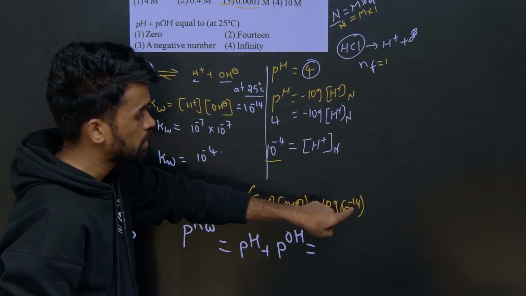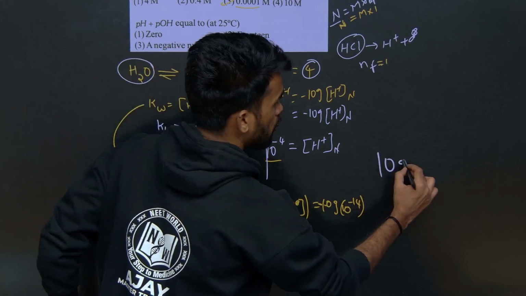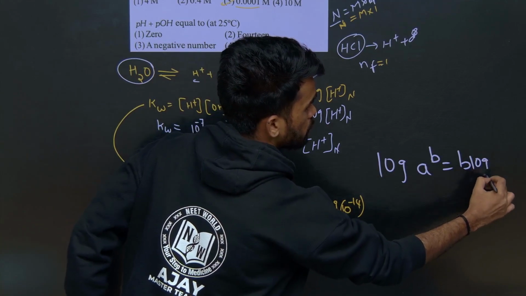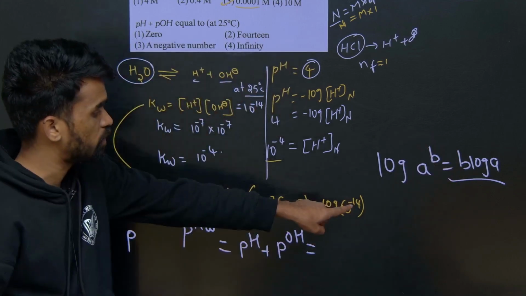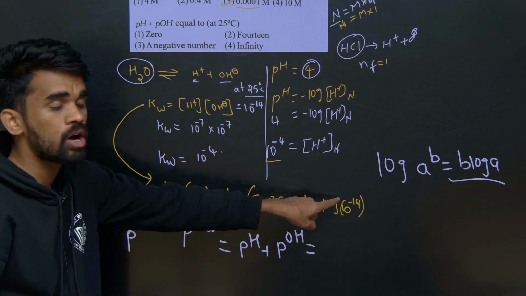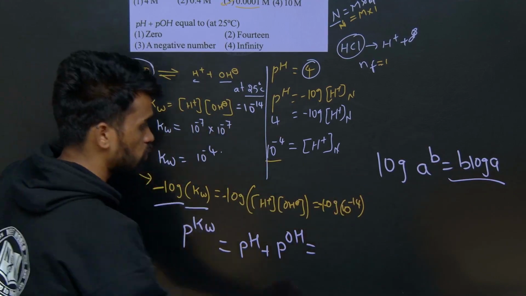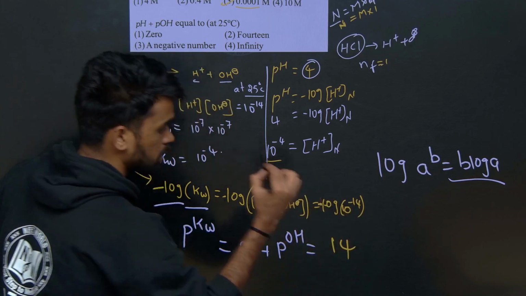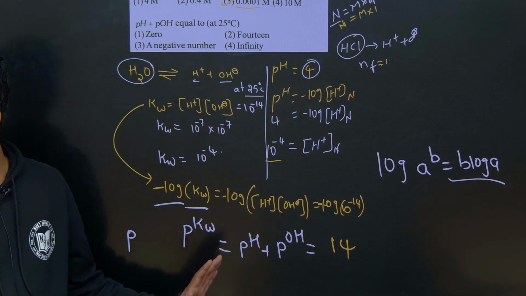So if we have something like log of A power B, we can write B log A. If we write in that format, it will become 14 log 10. Log 10 value is 1. Therefore the overall value becomes minus into minus 14, that will be plus 14. Like this we can write. Okay, I hope this is clear up to here.